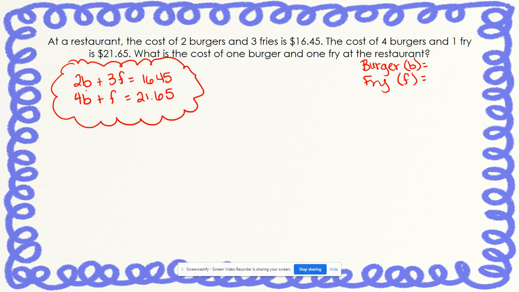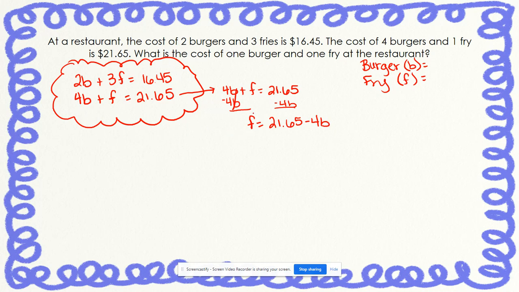If I notice, it looks like substitution is going to be the easiest one for this one as well, because I have an F here that has a coefficient of 1. So I'm going to take this second equation and I'm going to get F by itself. To get F by itself, I'm going to get rid of 4B, and I'm going to do that by subtracting 4B from both sides. These are going to cancel and leave me with F equals 2165 minus 4B, or negative 4B plus 2165.